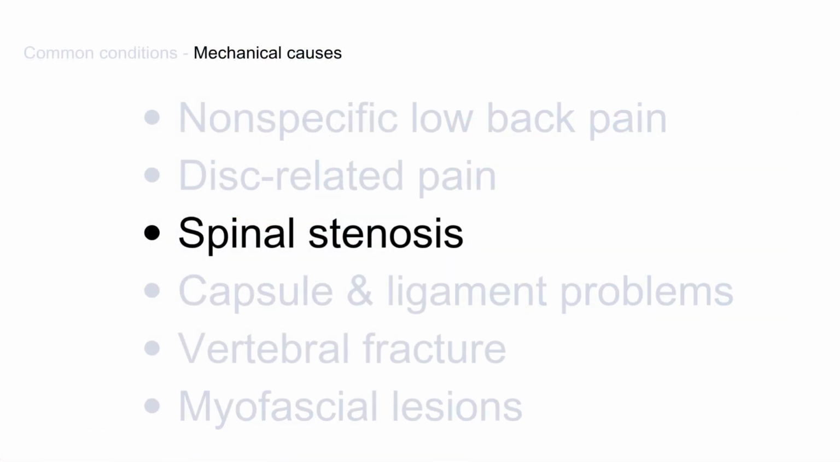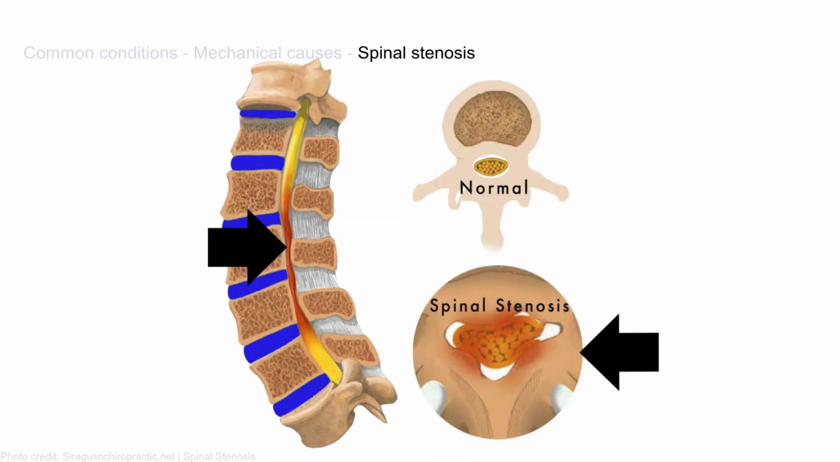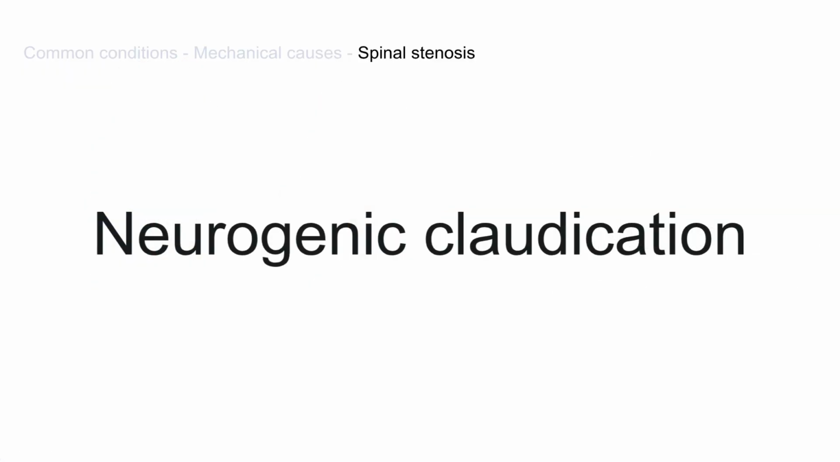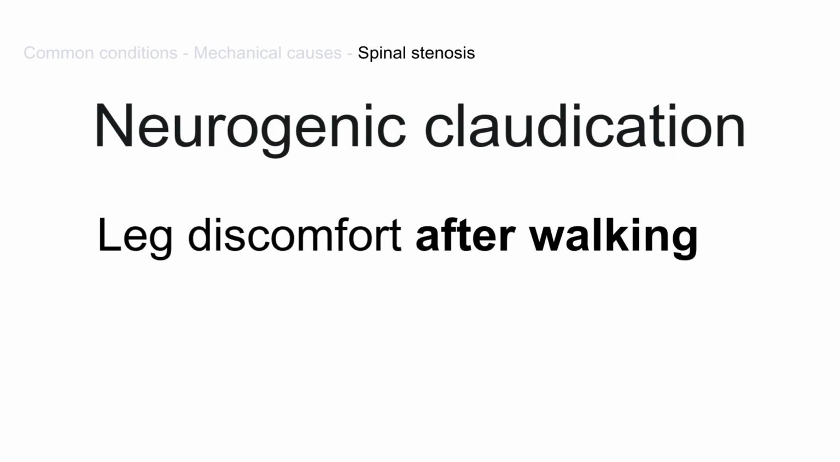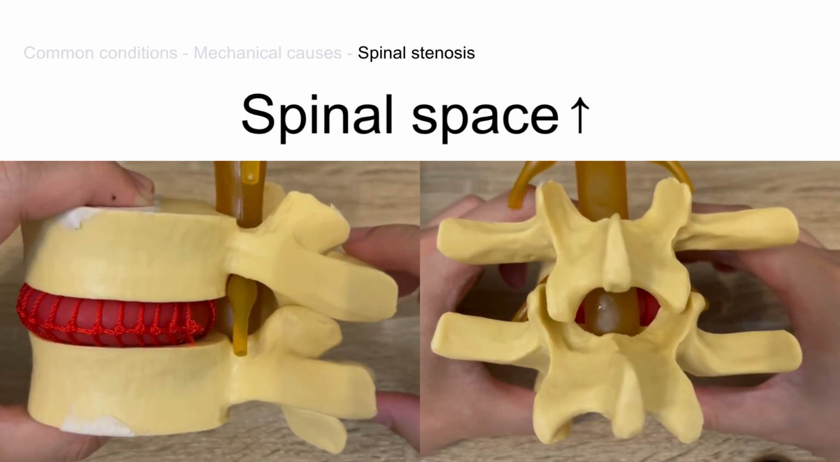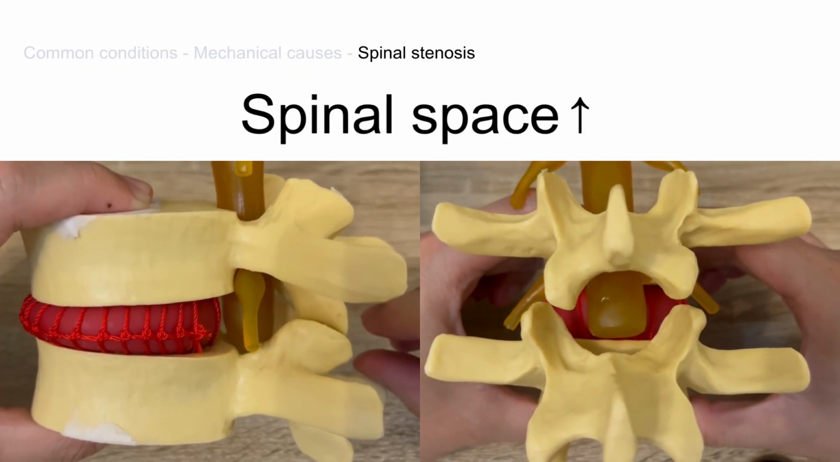Spinal stenosis means narrowing of the spinal canal or the intervertebral foramen. This puts pressure on the nerves and can cause pain, numbness, or weakness, especially when standing or walking. A classic presentation is neurogenic claudication, where patients experience leg discomfort or heaviness after walking a certain distance. Symptoms often improve when the patient leans forward or sits down, as this posture increases the space within the spinal canal and reduces nerve pressure.